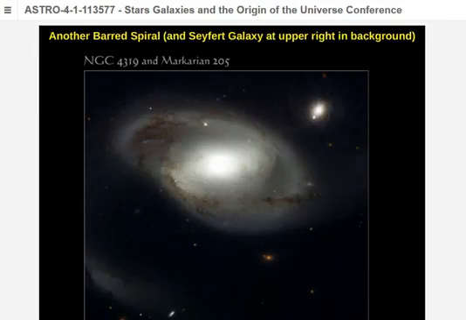Another barred galaxy. And then this is an active galaxy. I want you to notice how bright the central core is. This is way in the background. Okay. But there's a bright, bright star-like core there. So we're going to talk about those coming up.